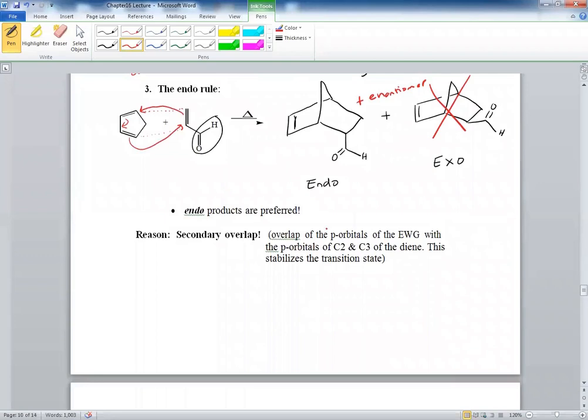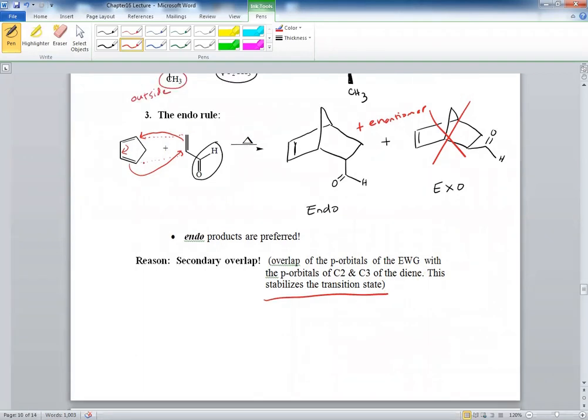Why is it preferred? It's quite complicated, but I can give you a little bit of an explanation here: there's an overlap of the p orbitals in the electron withdrawing groups with the p orbitals on C2 and C3 of the diene. If you take a look there, that actually stabilizes the transition state. So that's all we can say about this as of right now. There's no need for you to give me an explanation. Just be able to draw your product using the endo group, using the endo product.